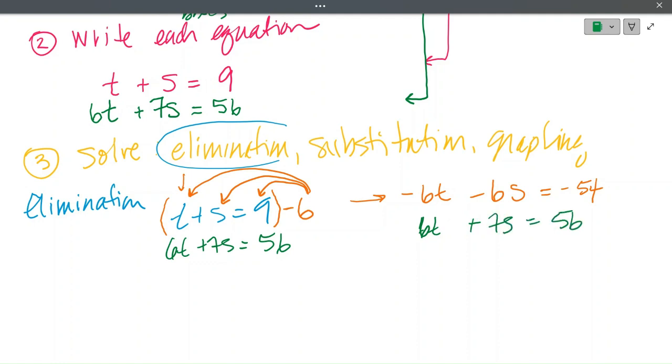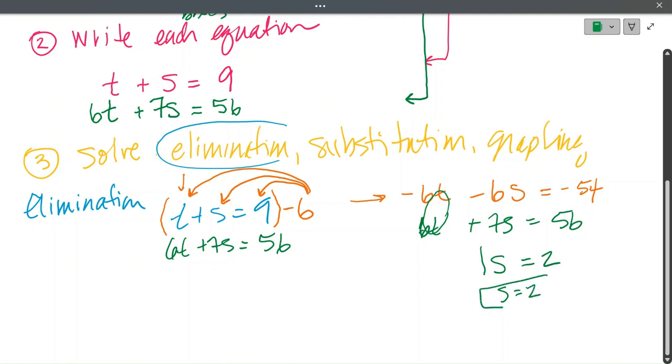Okay. And when I do that, I get negative 6t plus 6t is 0. That was our goal, to get rid of t or eliminate t, and that's what we did. That leaves me with negative 6s plus 7s, which is just s, or you could say 1s. And negative 54 plus 56, that's the same thing as saying 56 minus 54 is 2. So what we know is we bought 2 boxes of s'mores.